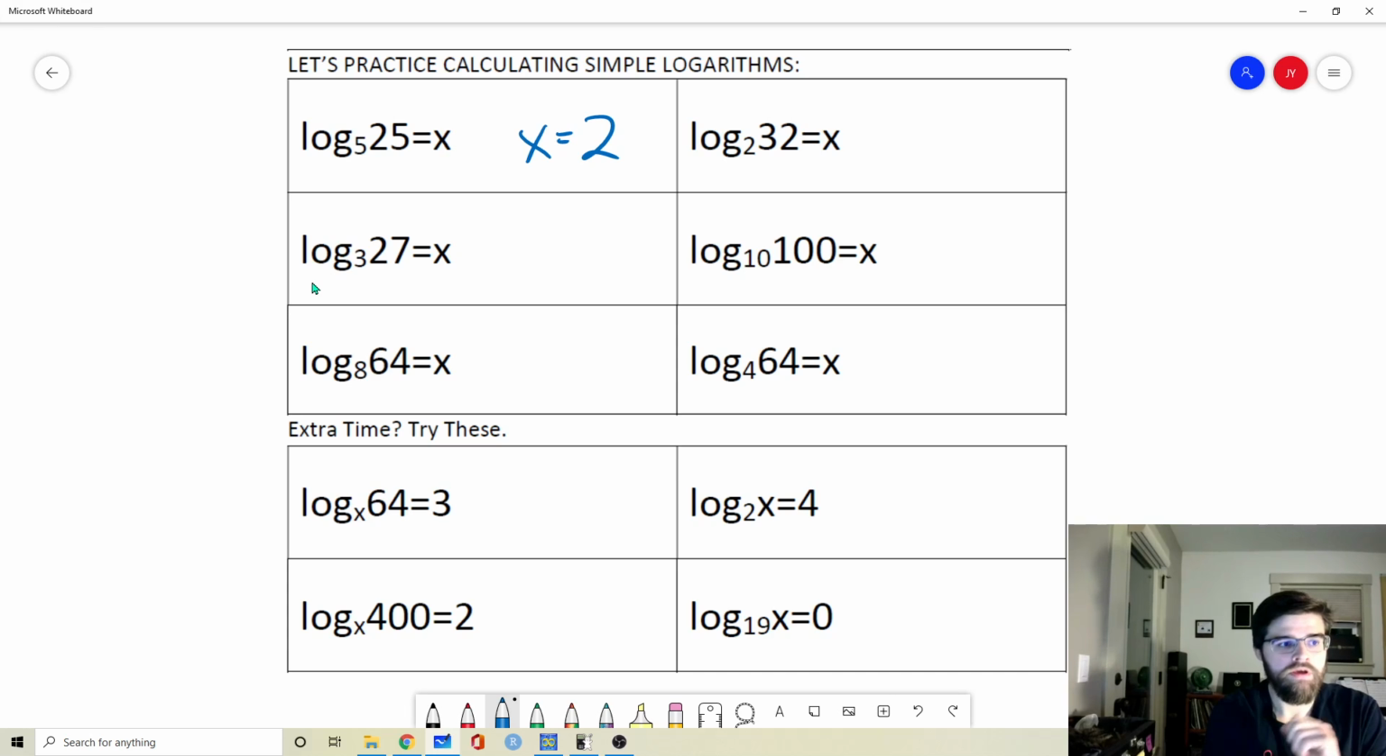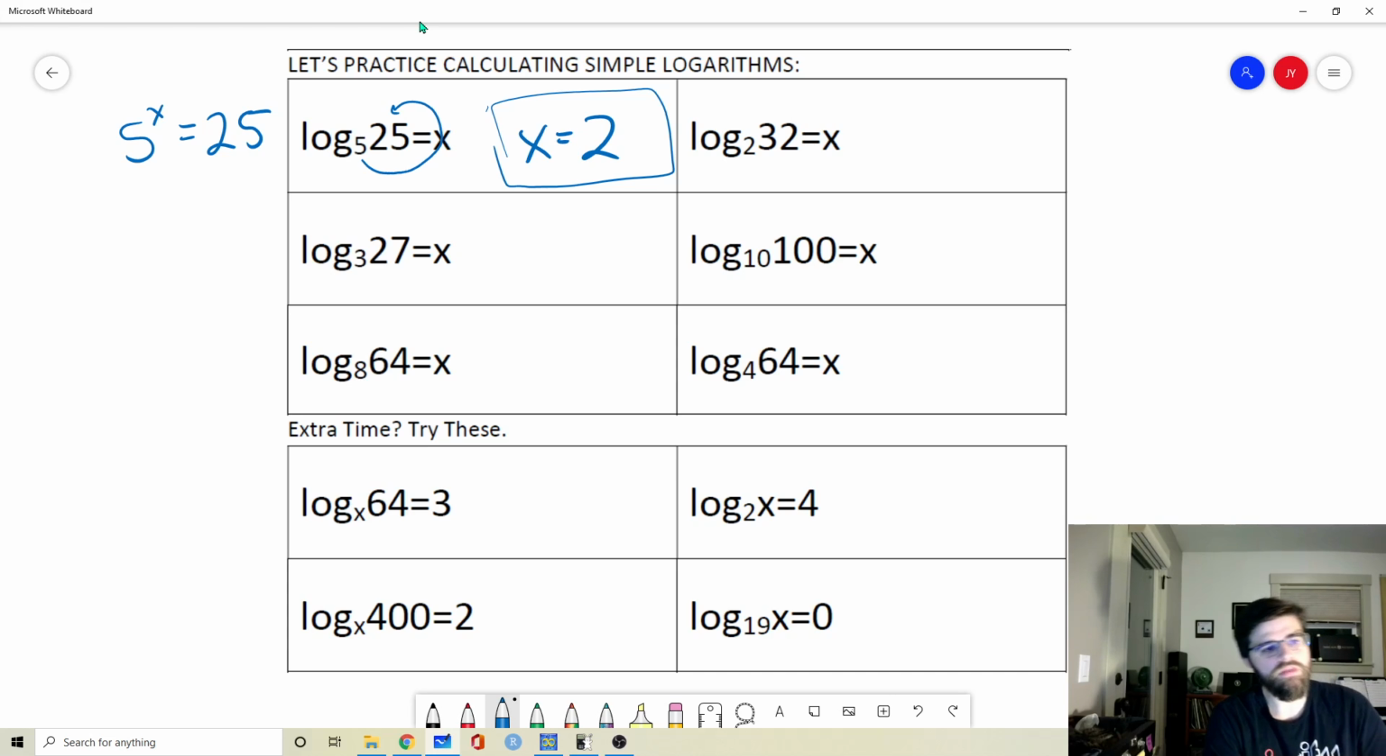However, when you first start out with logs, it's hard to get there. It's hard to get fluent where you can just look at this and know what it's asking. So what I like to do is to use Ben the Log Bunny or our loop trick to translate this. Think about, what is this asking me? It's saying 5 to what power is 25? Oh, 5 squared is 25. That's how we got the answer. It's 2.